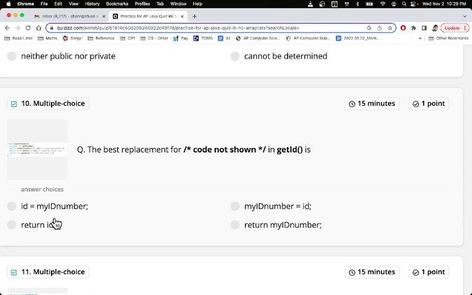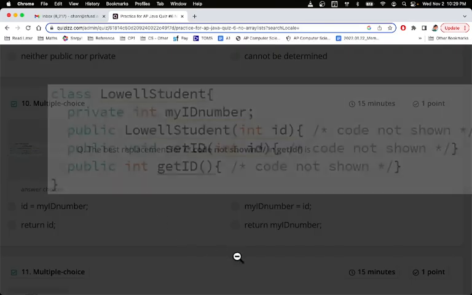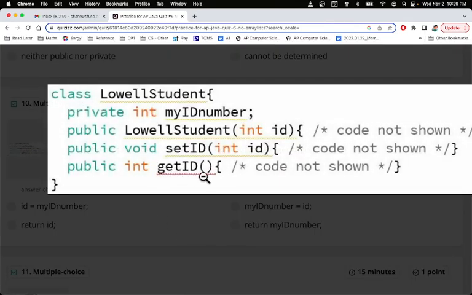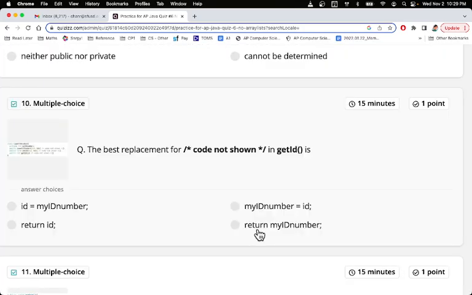When you look at the code again, you have to make a decision between ID or my ID number. Click on here, and within the scope of getID, there does not exist an ID variable. There is one available locally in these two functions, but not in getID. So that leaves you one last choice, which is my ID number. That is a member variable that is accessible in all instances of a LOLStudent class. That is what you must return. The answer here is return my ID number. Getters return the values of their member variables.